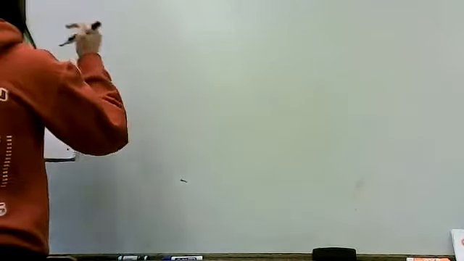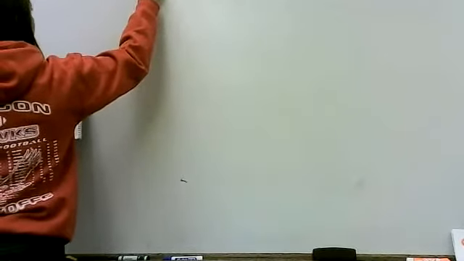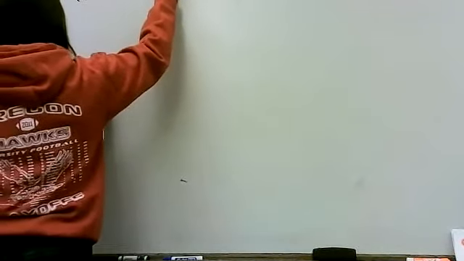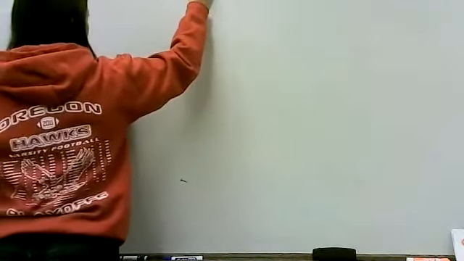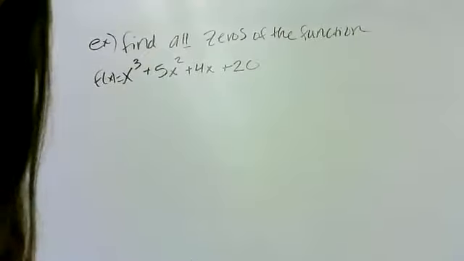So the last one I would like to do with you is f of x equals x cubed plus 5x squared plus 4x plus 20. Oh, sorry, you can't see that. Okay, there we go.